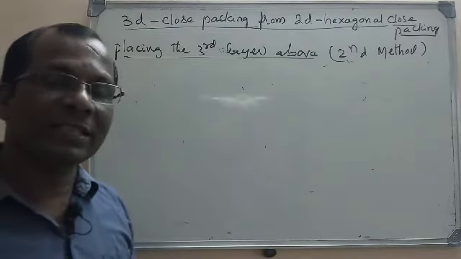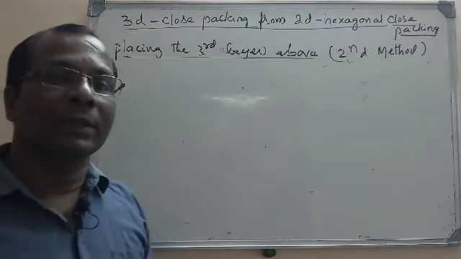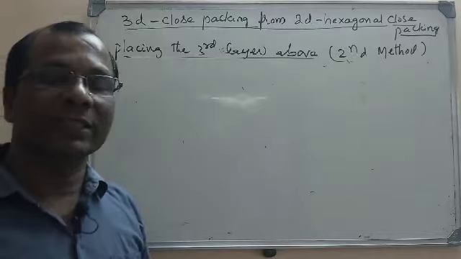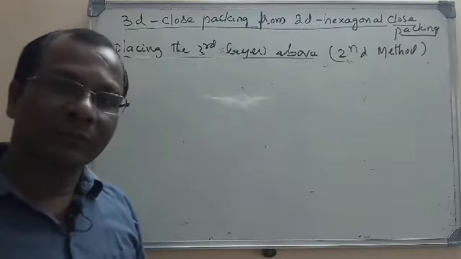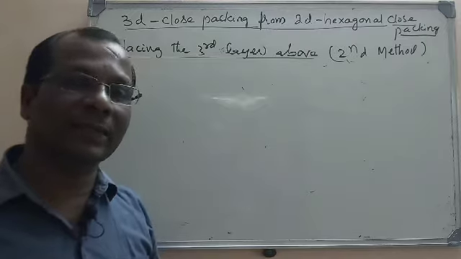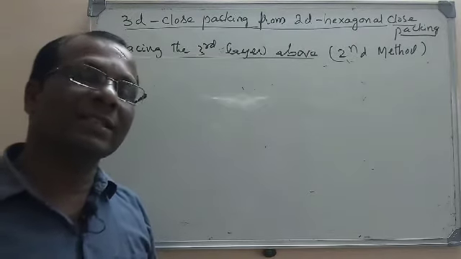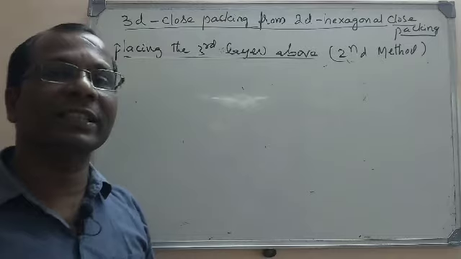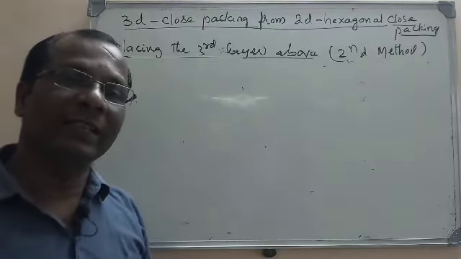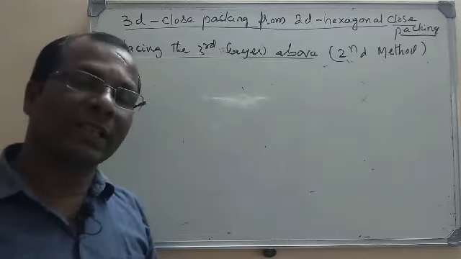Now, in the last session, we had learnt that we can keep the third layer in two ways. That is, the third layer can be kept either by covering the tetrahedral voids of the second layer with the spheres of the third layer, or the second way, we can cover the octahedral voids produced in the second layer by the third layer.